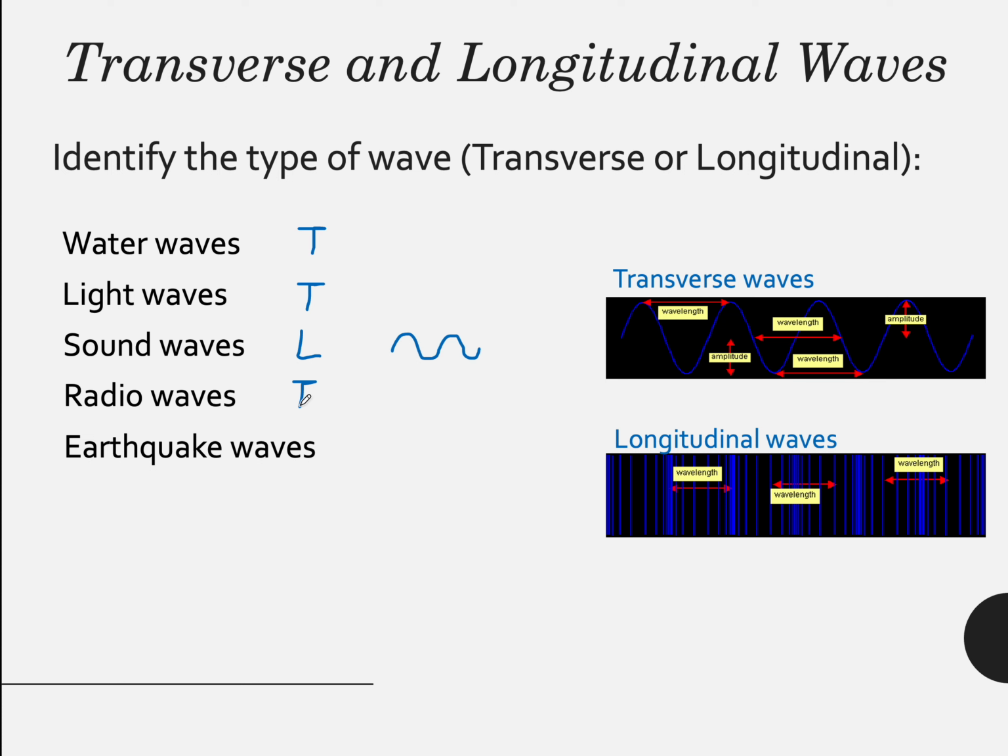This one's tricky. It turns out earthquake waves are both transverse and longitudinal. There are certain waves that shake the ground back and forth. Those are the longitudinal, and there are transverse waves that move the ground up and down. So, kind of a trick question. You may have heard of P and S waves. Those are the two types of waves, both the transverse and longitudinal, and they travel at different speeds.